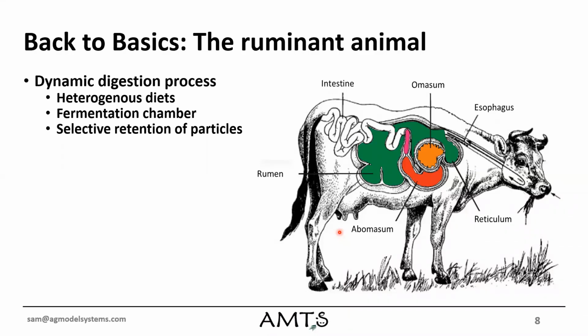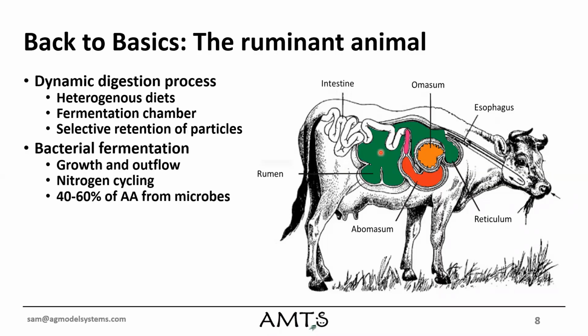We have a large fermentation chamber in the rumen, and we also have selective retention of particles as they move through the digestive tract. Now I'm laying this out to contrast to our non-ruminant cousins, that have diets that are a little bit more similar in particle size and fermentability or digestibility. And they also tend to move through the animal somewhat altogether. We have that selective retention of large particles in the rumen, and that really changes the dynamics of digestion.